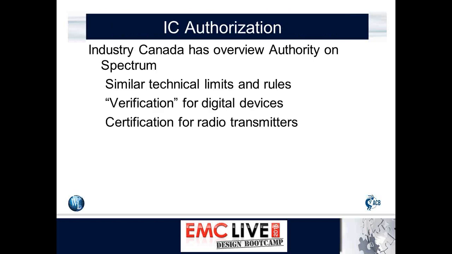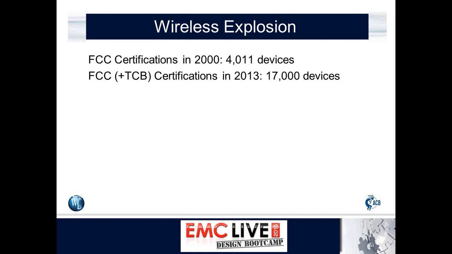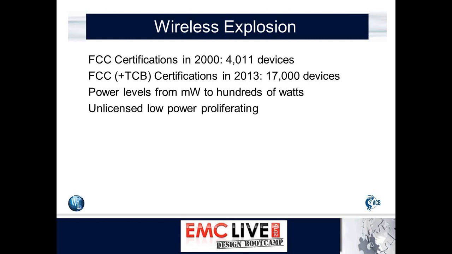Industry Canada has pretty much similar technical limits and rules. They verify digital devices, and they also do certification for radio transmitters. In 2000, the FCC certified 4,011 devices that year. In 2013, the FCC certified 17,000 devices. You can see there's an explosion in wireless devices, with power levels from milliwatts to hundreds of watts, depending upon the device. Unlicensed low power is proliferating. Probably every person out there has 3 or 4 different unlicensed transmitters in their pocket at this time: phones, key fobs, things like that.